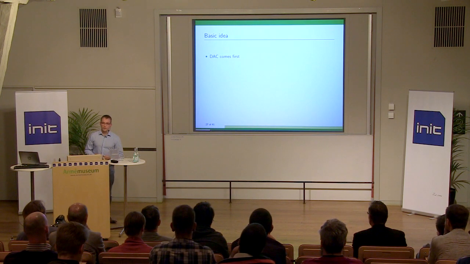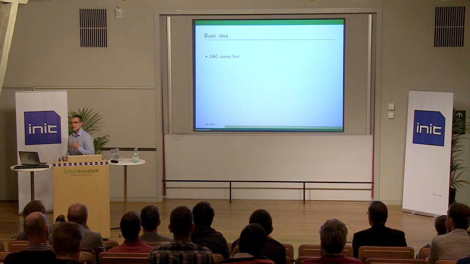What's also very important to know is that discretionary access control always comes first. So if you're not allowed to list a certain directory because the normal discretionary access control doesn't allow it to you, then you won't see any SELinux denials because it doesn't reach that stage.